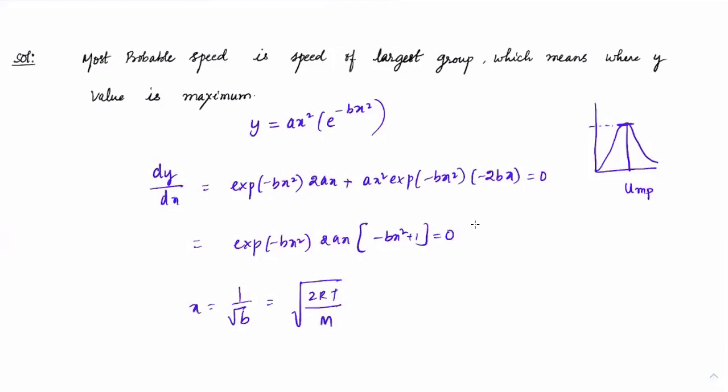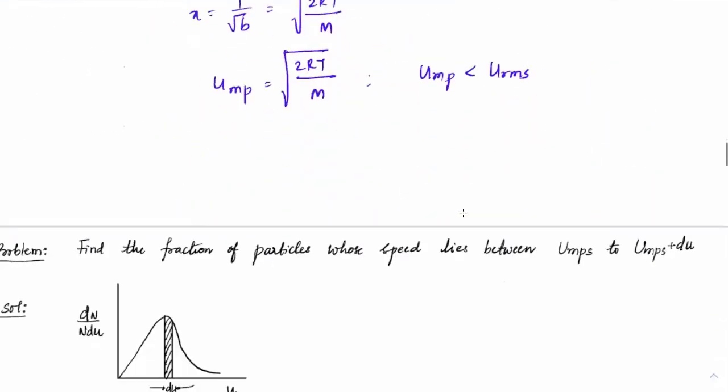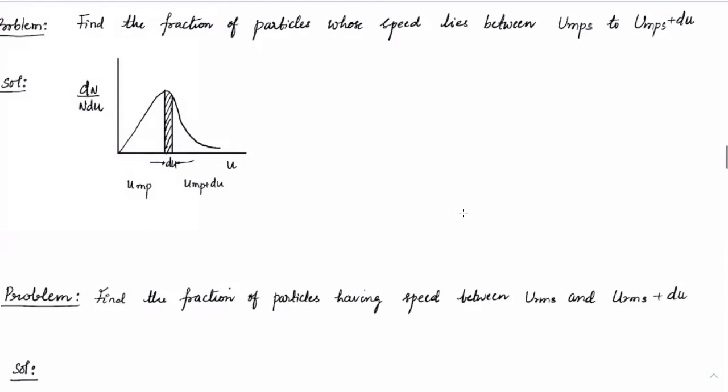So that's how we would get u most probable equal to under root of 2RT by m. One thing you can notice is that most probable is in fact less than u RMS, which is root of 3RT by m. Now, what are the types of questions? This year also, in 2020, there was one very good question in Advanced which is based upon these fractions. So you got to understand how these fractions work.